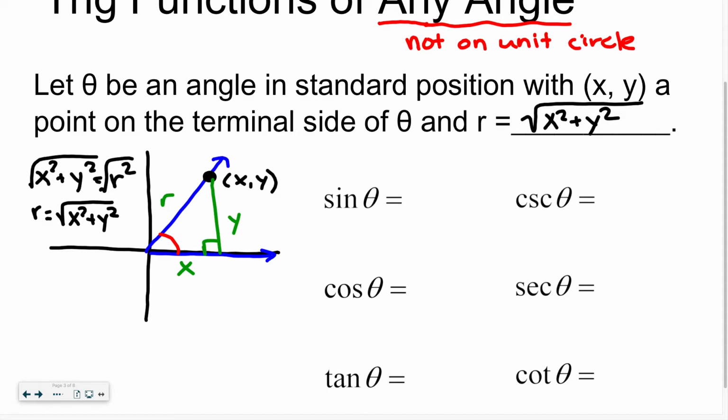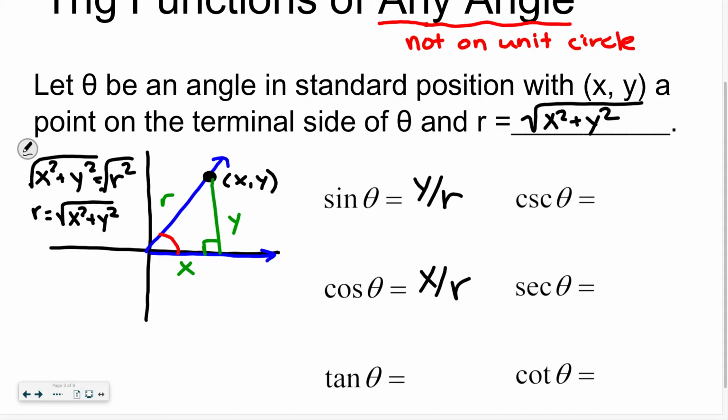from geometry. Sine is supposed to be the opposite, y over hypotenuse, which is r. So this will be y over r. Cosine is adjacent over hypotenuse, x over r. Notice that sounds a lot like our rule for the unit circle. Sine was y, cosine was x.